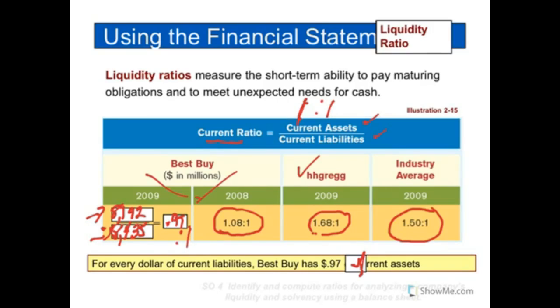So from this you can see if you're management of Best Buy, you have a problem here. And you may have a problem in paying your short-term debts. If you're an investor, you'd be kind of concerned about this. But that's what the liquidity ratio helps you look at.